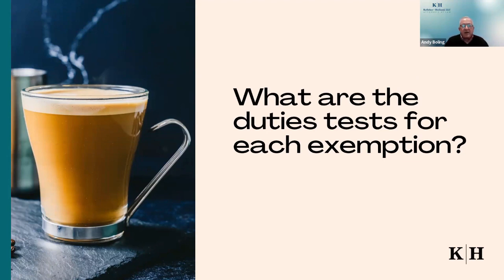Who falls within such categories? Typical examples are physicians, attorneys, accountants, many engineers. So that's the learned professional. And then there's this other category of creative professionals, which again must be paid on a salary basis of at least $684 a week, subject to an increase in 2024. And their primary duty must be the performance of work requiring invention, imagination, originality, or talent in a recognized field of artistic or creative endeavor.